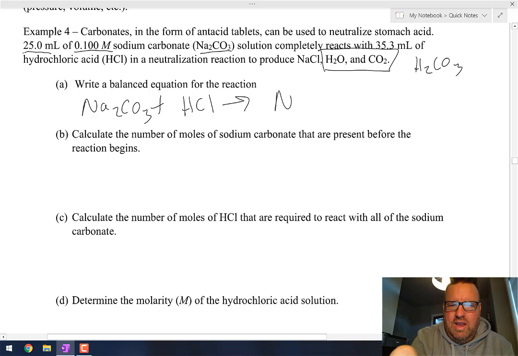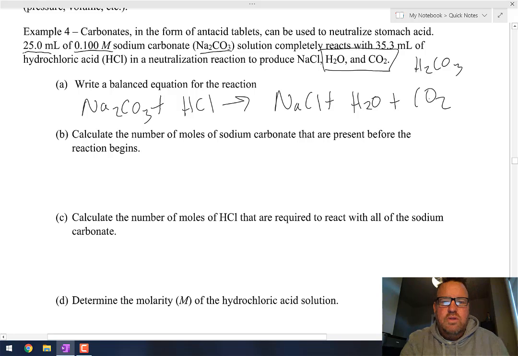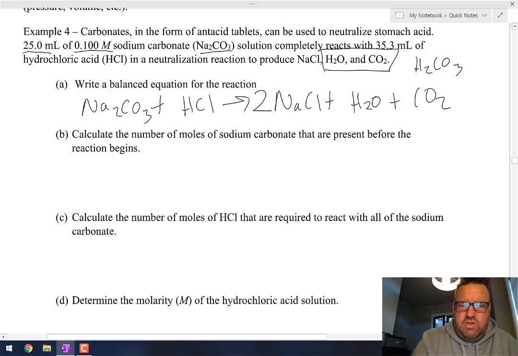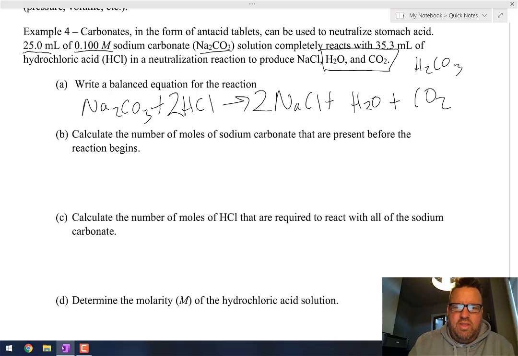So we've got NaCl, H2O, and CO2. Now in terms of balancing, we've got 1 sodium. Here we've got 2, so we need a 2 there. And then we need a 2 here, and now it's balanced. So part B says calculate the number of moles of sodium carbonate that are present before the reaction begins.